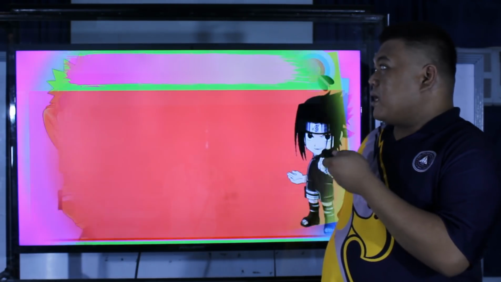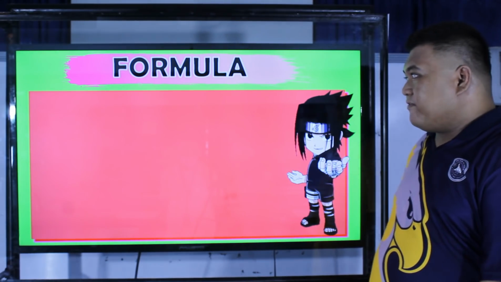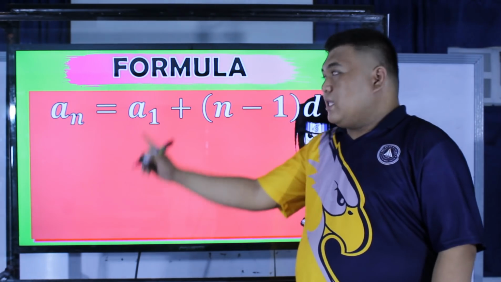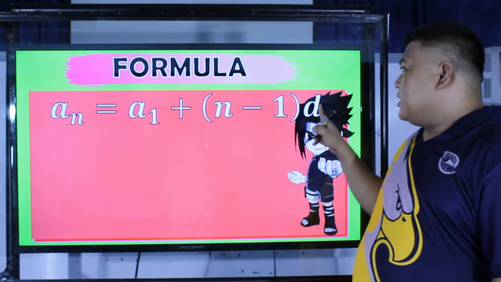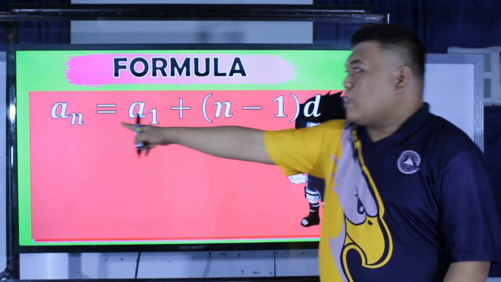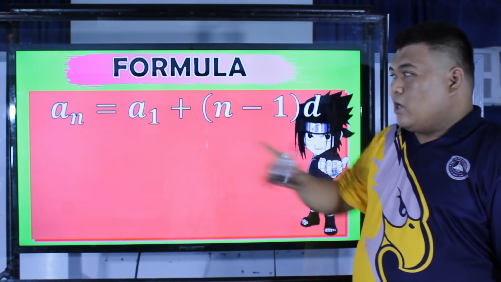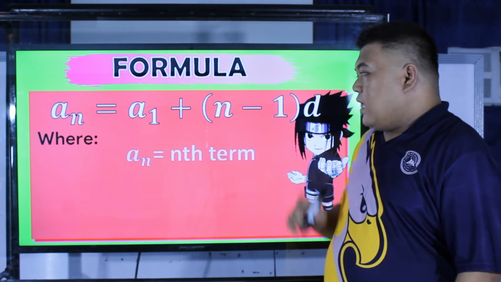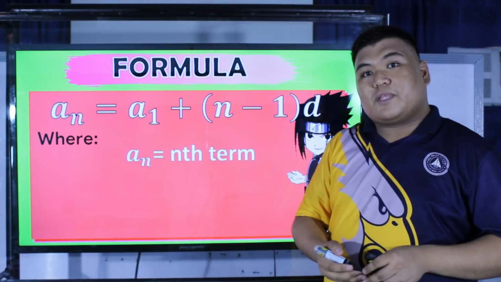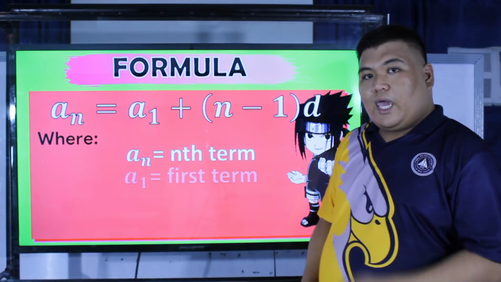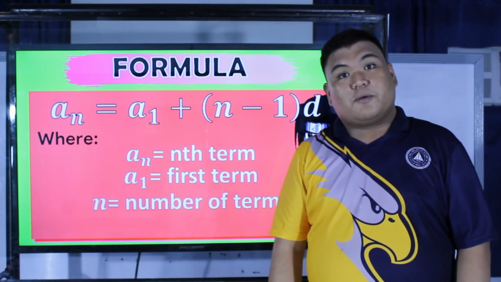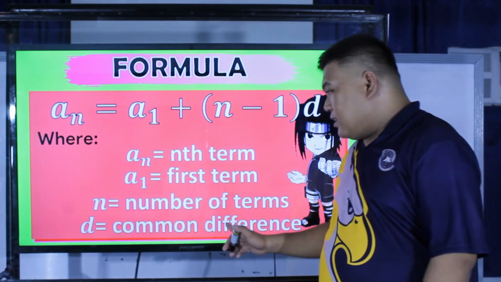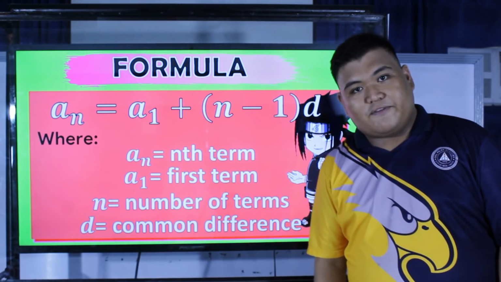We will be guided by this formula. We have a sub n is equal to a sub 1 plus n minus 1 times d. So what are those variables? A sub n is the nth term, or the term that we are looking for. A sub 1 is the first term of the sequence. N is the number of terms. And letter d is the common difference.